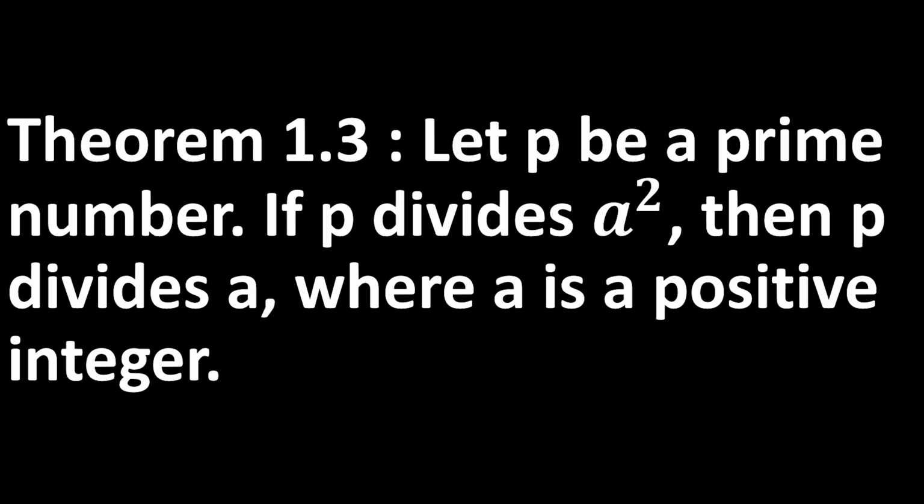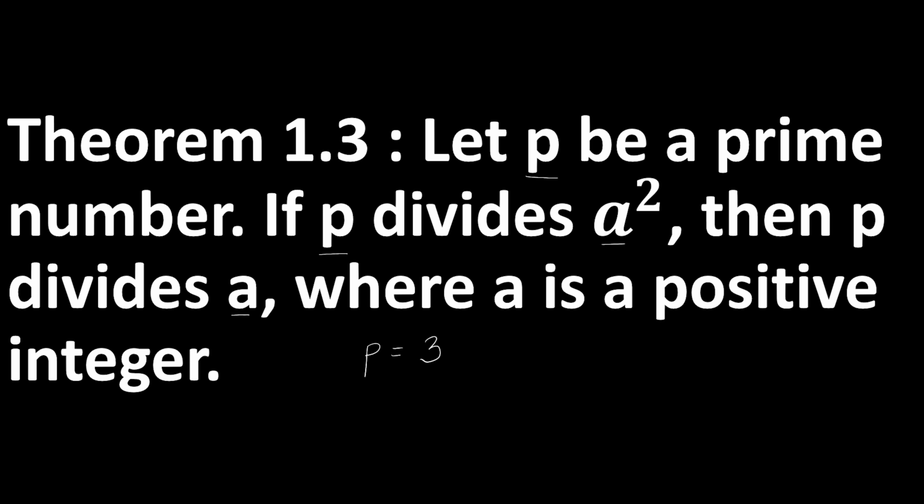In this video, we are going to go through some theorems. Theorem 1.3: let P be a prime number. So let's say we are assuming P as a prime number. P value is 3. Okay, this is our assumption. If P divides A square, then P divides A, where A is a positive integer.